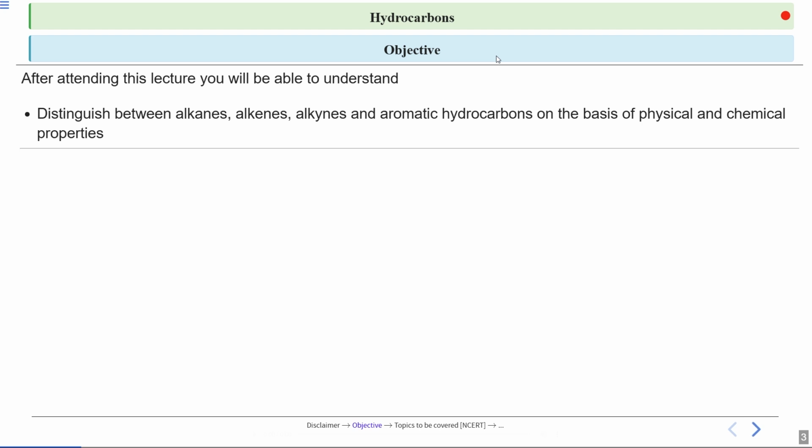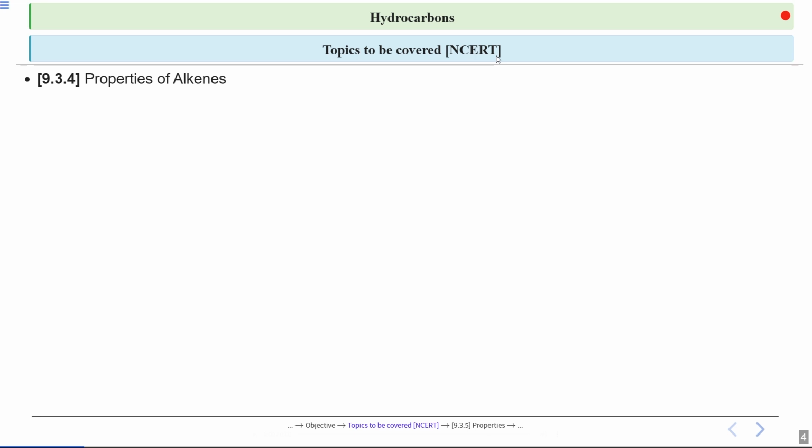We have already dealt with the physical and chemical properties of alkanes. Now, if I talk about the specific names of the NCERT section that we are going to cover, then it is 9.3.4 properties of alkenes, and then after we will just end our lecture with a short summary. So let's start with the physical properties of alkenes.